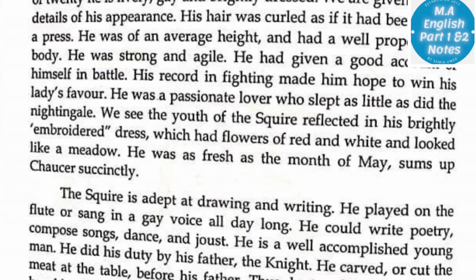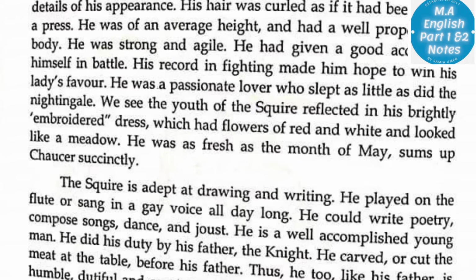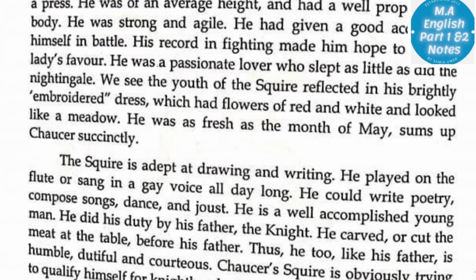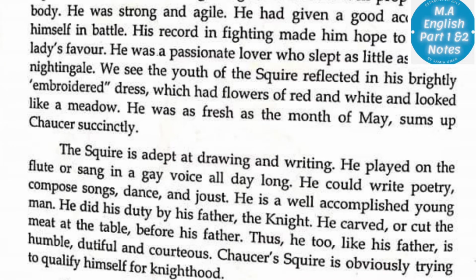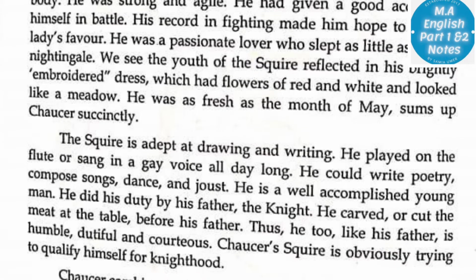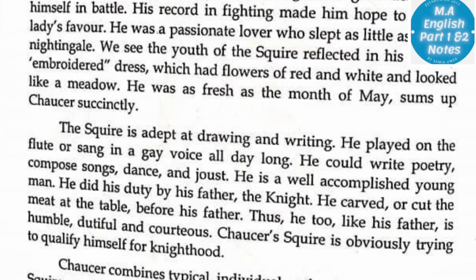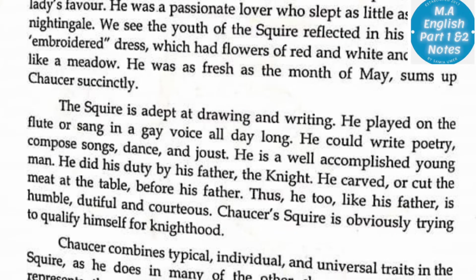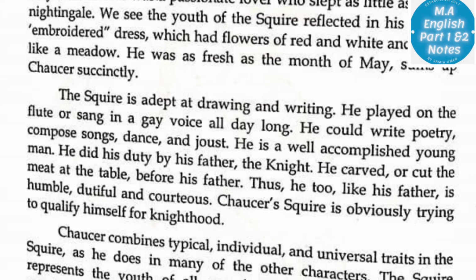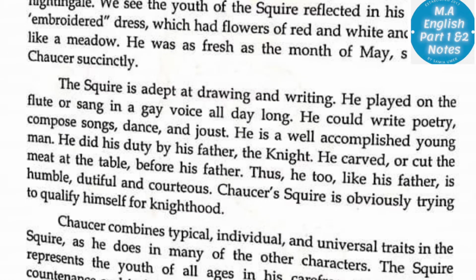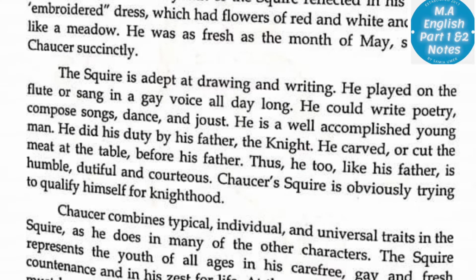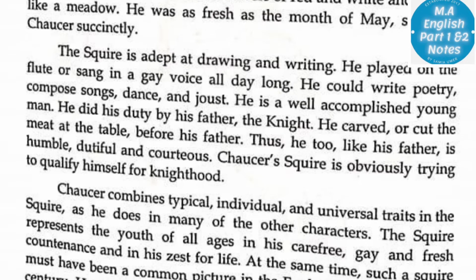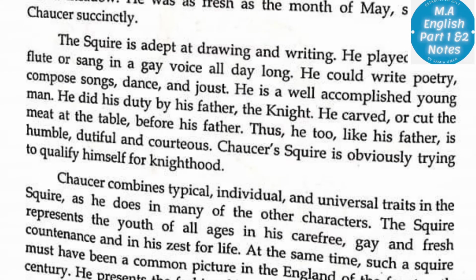He was a passionate lover who slept as little as did the nightingale. We see the youth of the squire reflected in his brightly embroidered dress, which had flowers of red and white and looked like a meadow. He was as fresh as the month of May, sums up Chaucer succinctly. The squire is adept at drawing and writing. He played on the flute or sang in a gay voice all day long. He could write poetry, compose songs, dance and joust. He is a well-accomplished young man. He did his duty by his father the knight. He carved or cut the meat at the table before his father. Thus he too, like his father, is humble, dutiful and courteous.